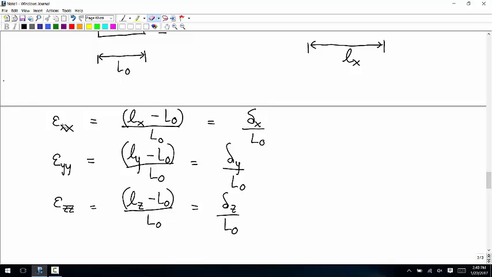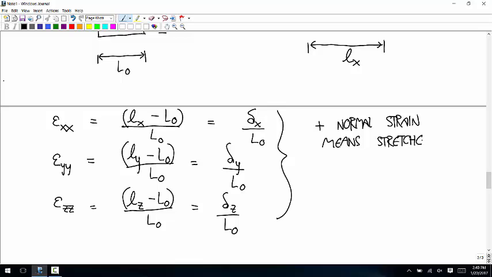So what does it mean, looking at these formulas, if you have a normal strain that's positive? Positive normal strain means it's stretched, the length increases. And negative normal strain means contracted.